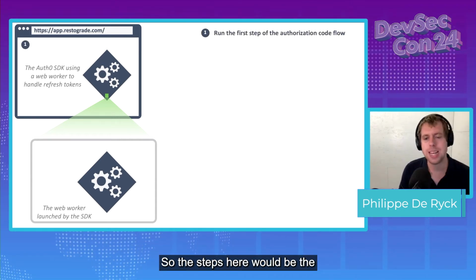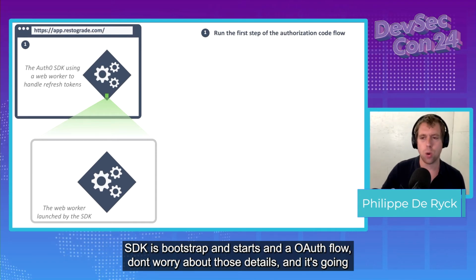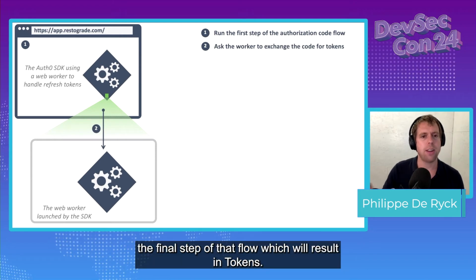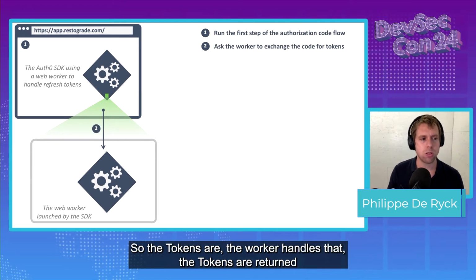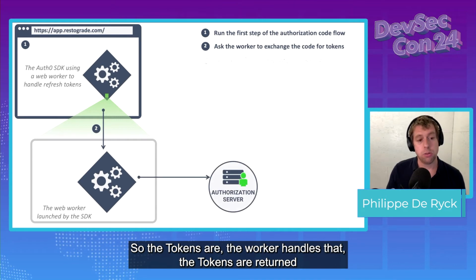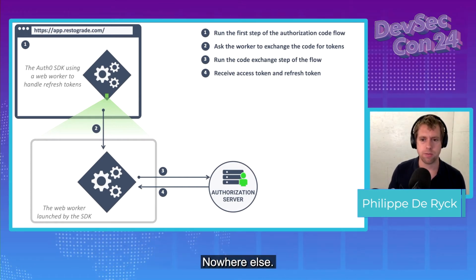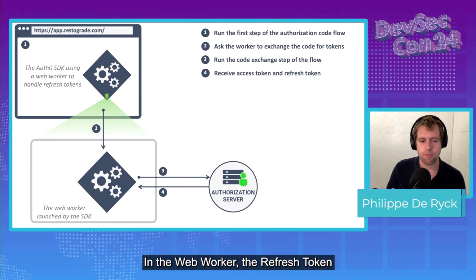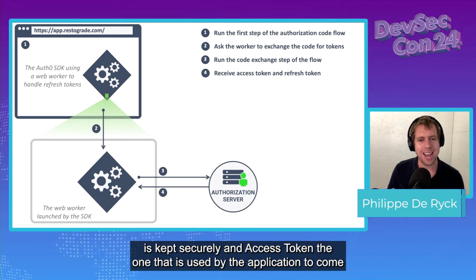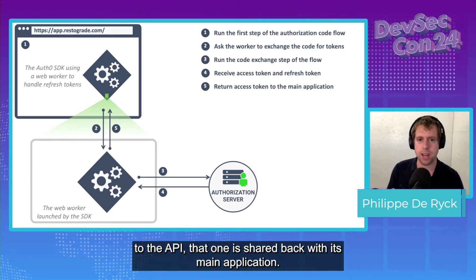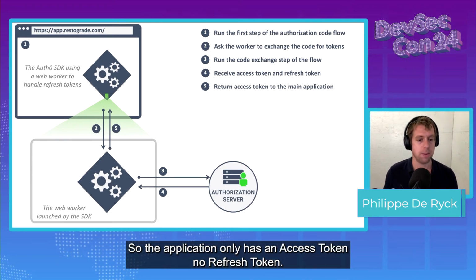So the steps here would be the SDK is bootstrapped and it starts an OAuth flow. Don't worry about those details. And it's going to ask the worker to handle the final step of that flow, which will result in tokens. So the worker handles that. The tokens are returned in step 4 and are now available within that web worker, nowhere else. In that web worker, the refresh token is kept securely, and the access token, the one that is used by the application to contact APIs, that one is shared back with the main application. So the application only has an access token, no refresh token.